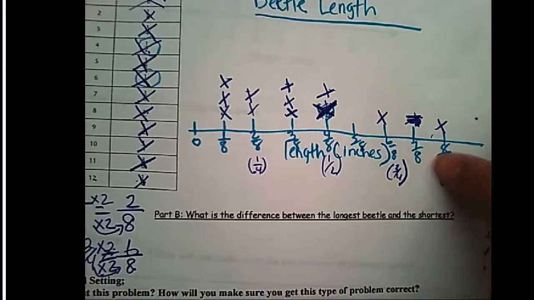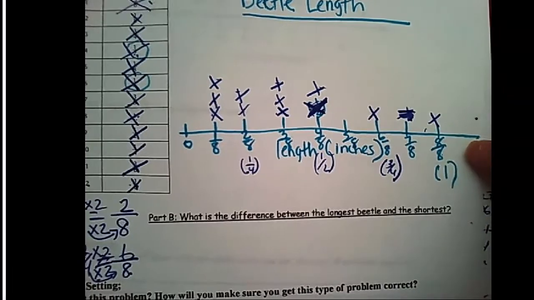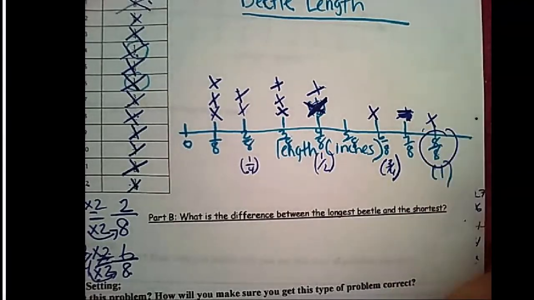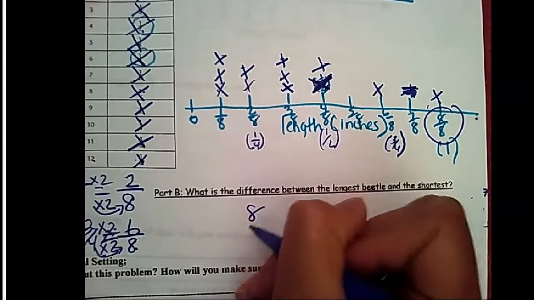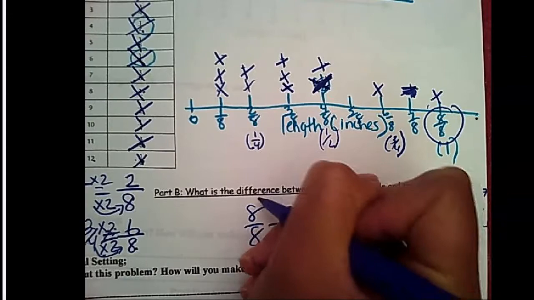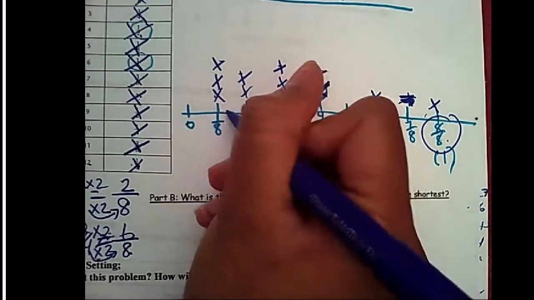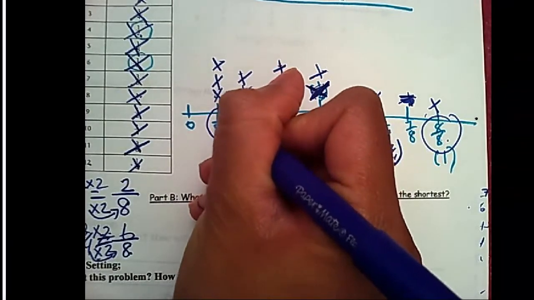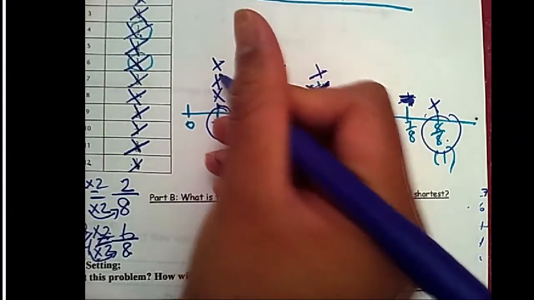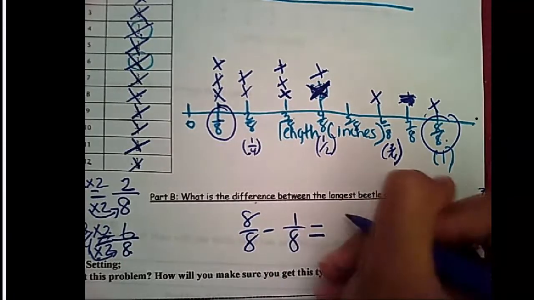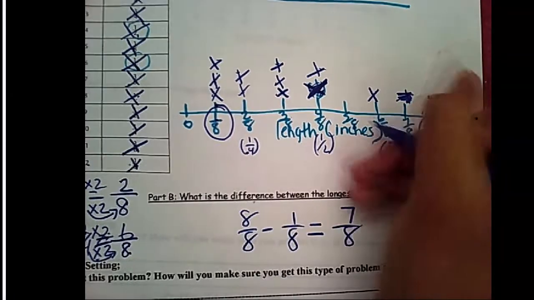Part B is asking us what is the difference between the longest beetle and the shortest beetle. So here's the longest beetle, 8 out of 8, okay? So that's going to be 8 out of 8 minus, I know difference means you're subtracting. The shortest beetle is going to be all the way at the beginning of your line plot, the first X there, and that beetle measures 1/8. So I get 8 eighths minus 1/8, which gives us 7 eighths, and we're going to add units, inches.